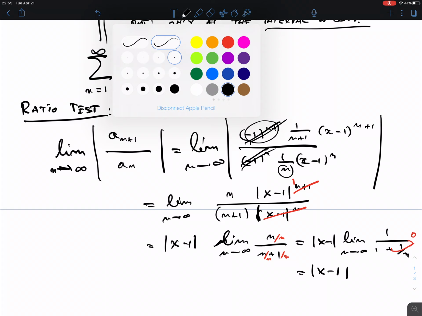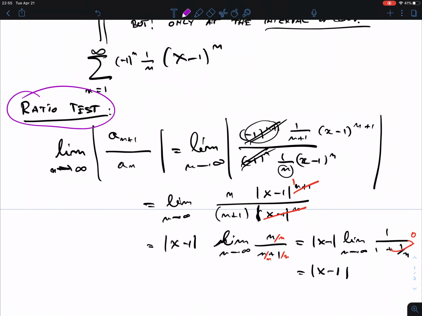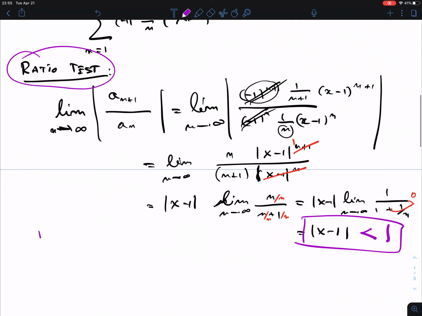Now remember, we are doing the ratio test, and this says that whatever you get has to be less than 1 for convergence. So this is a condition. And then how do you find the radius of convergence? You solve for the absolute value of x minus 1, and then this number is the radius of convergence. So in this case, it's just 1.